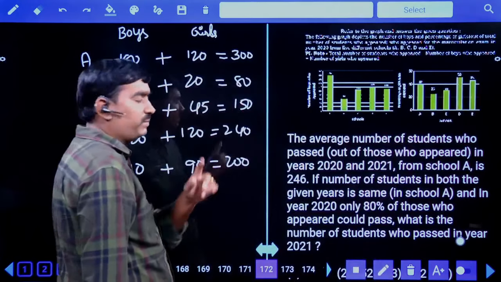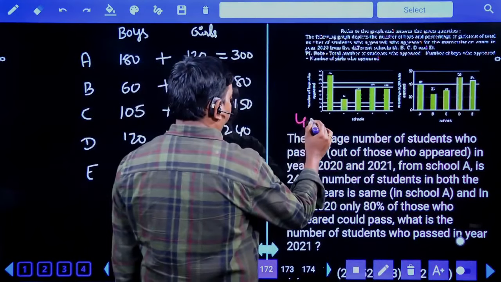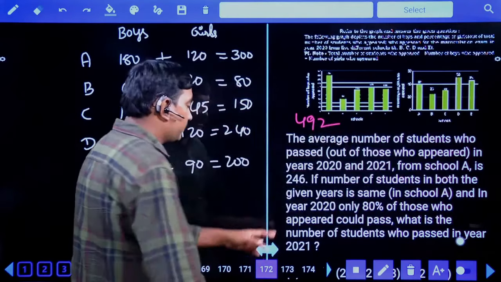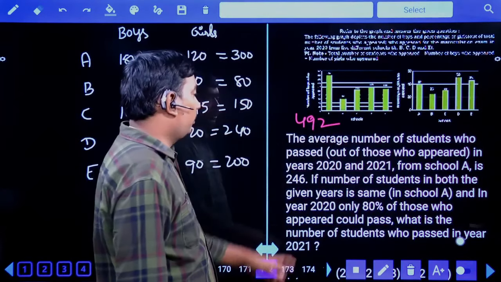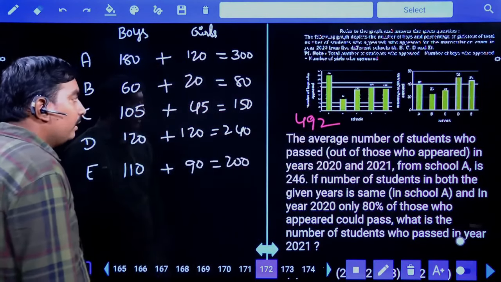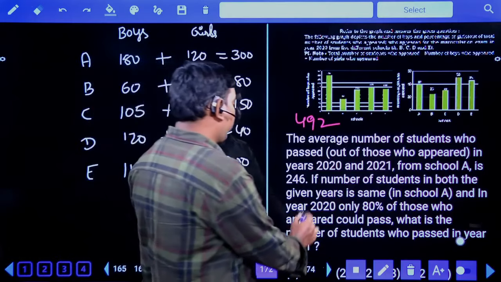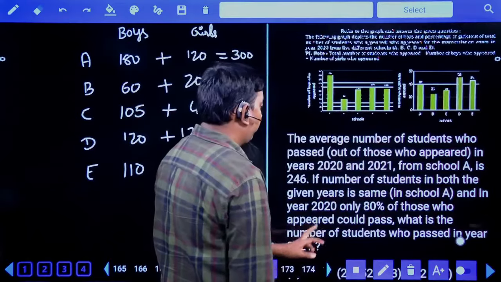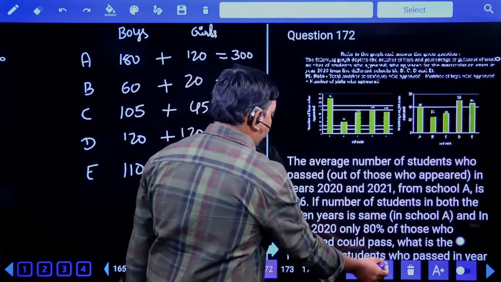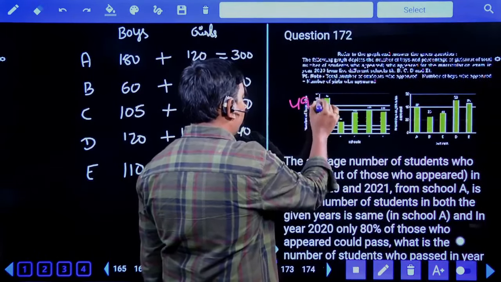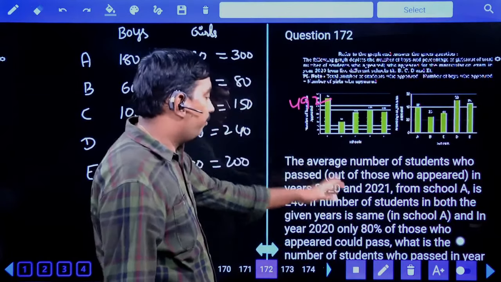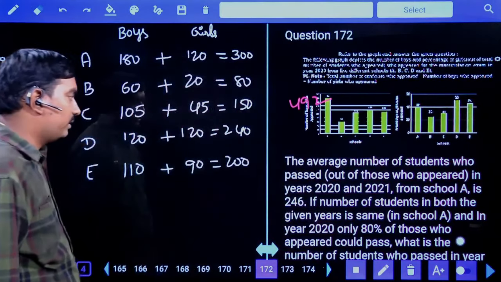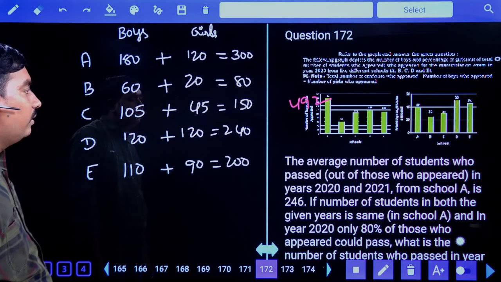Average 246 means total 492. Two years average 246, total passed students are 492. Out of 492, from 2020, 80% students are there. Total 492 students passed. Out of 492 in 2020, 80% students passed from school A.